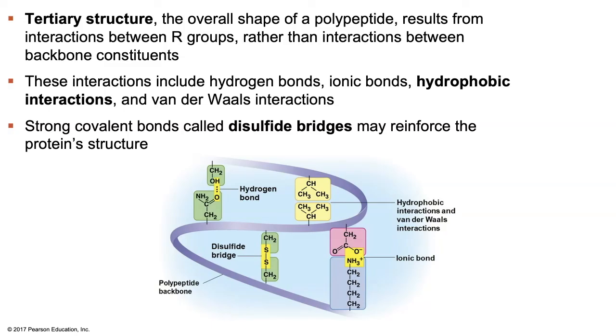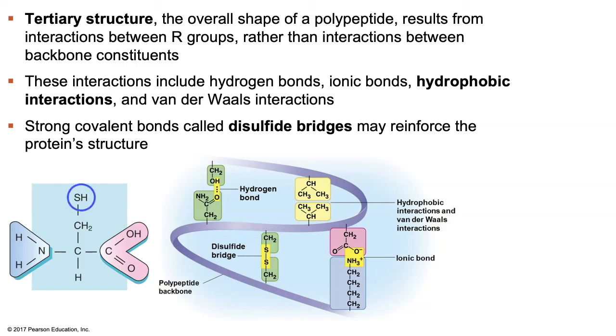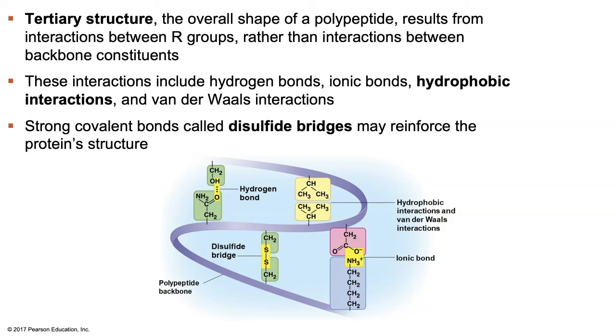In addition, we also are introduced to another type of covalent bond called a disulfide bridge, which exists between the sulfur atoms that are present in the amino acid cysteine. Recall from chapter 4, when we went through the functional groups, there was one called sulfhydryl, and these are called thiols. It was noted that these may be used to create disulfide bridges, so here they are.